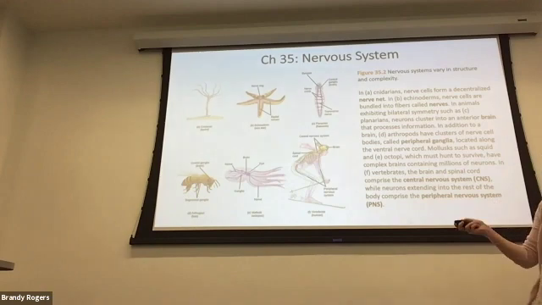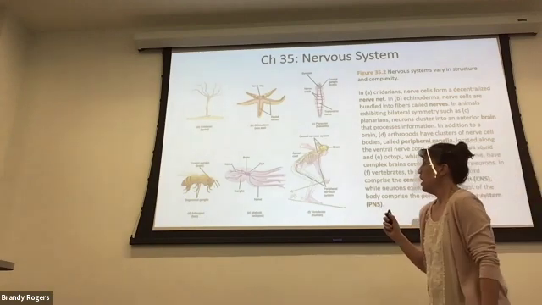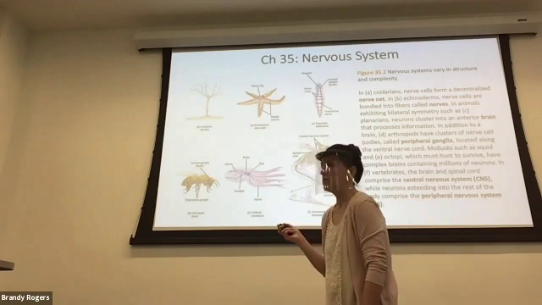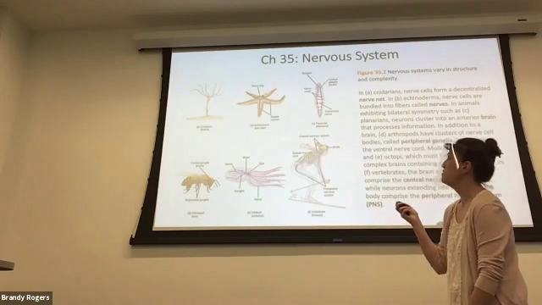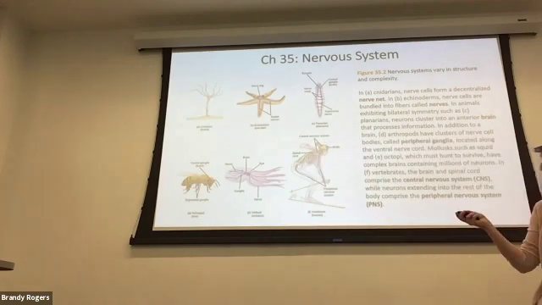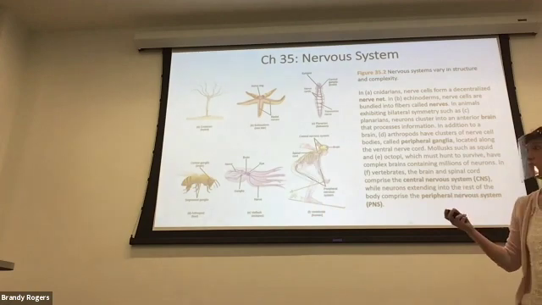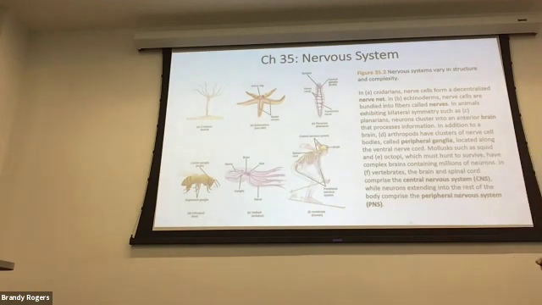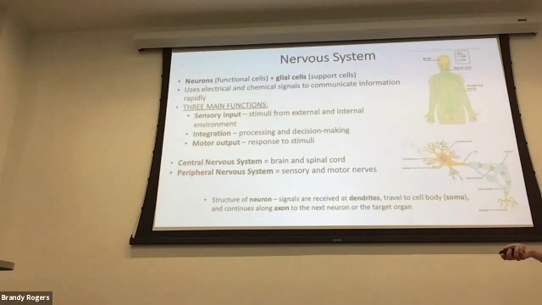Okay, so those are just some differences. I'm not going to ask you to tell me about the nervous system of a starfish necessarily, but I just want you to know that there are different levels of complexity in animal nervous systems, and that's about it for that. The rest of this stuff here on nervous system is review.